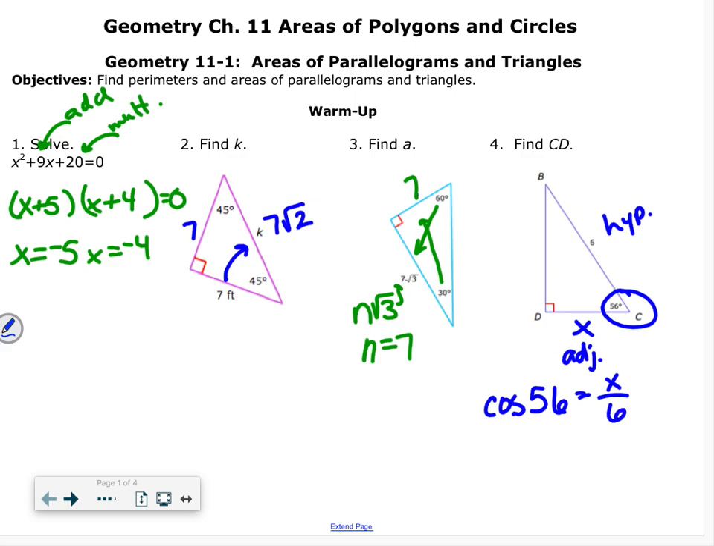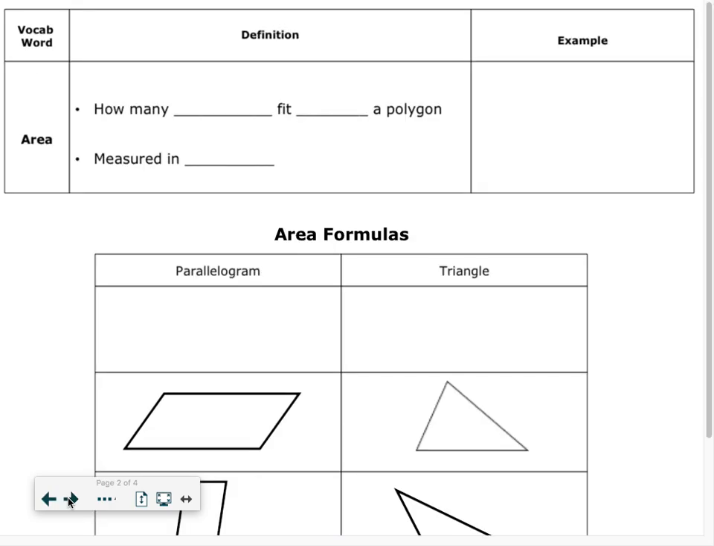A couple ways to solve this. We can multiply each side by 6. We can put this over 1 and cross multiply it. Either way, we should get x equals 6 cosine of 56, which, if you put in your calculator, is about 3.4 units long. All right, so before we get into some formulas, let's talk about what actually area is.